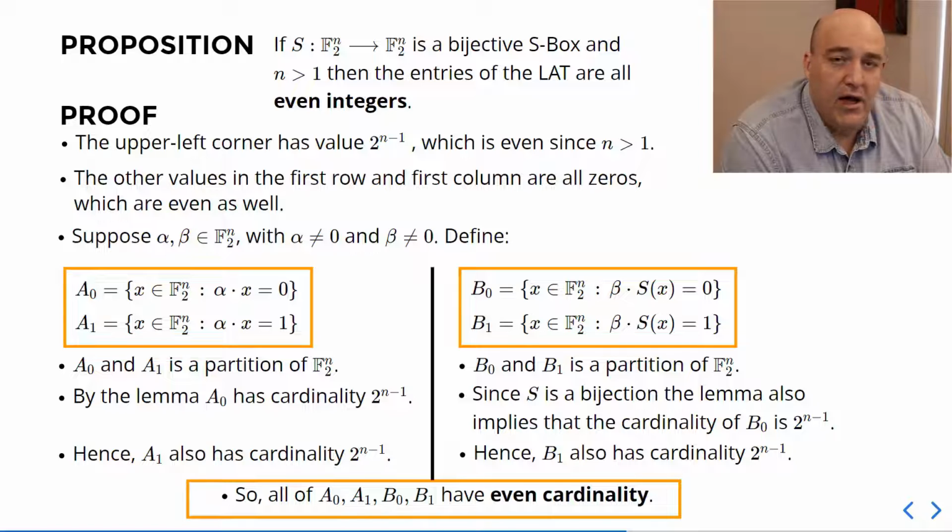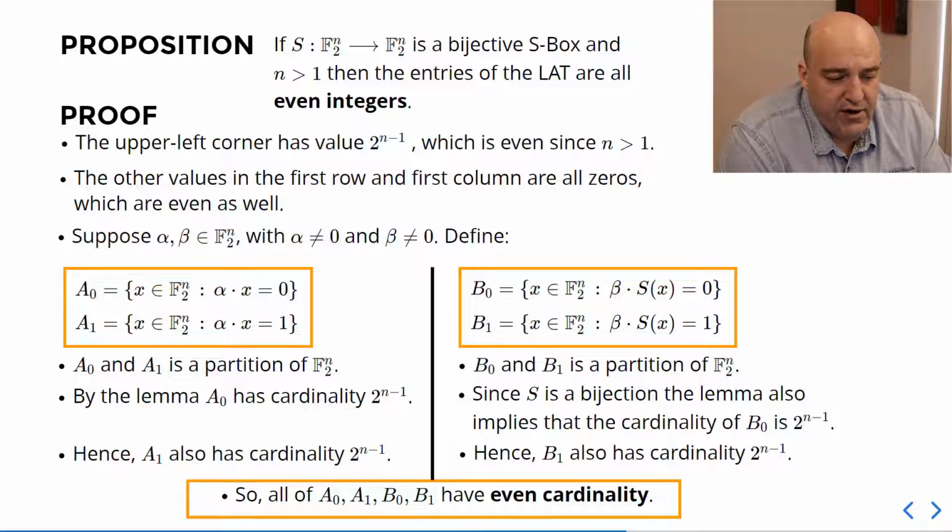Now we're going to use that lemma we just saw, remember? A0, by definition, that's why we worked on that lemma. We know the cardinality of A0 is 2^(n-1). The set of all elements x which have a dot product with the non-zero element alpha being 0 has a cardinality of 2^(n-1). And since it's a partition of F_2^n, which has cardinality 2^n, we know that A1 also has cardinality 2^(n-1). So A0 and A1 both have cardinality 2^(n-1).